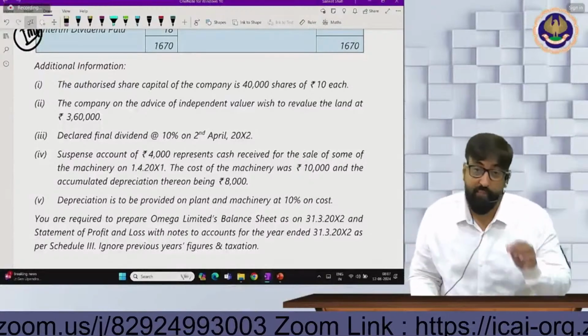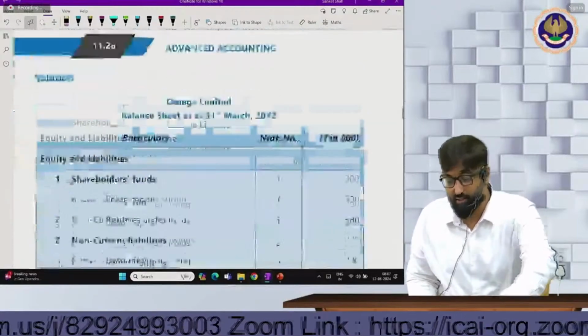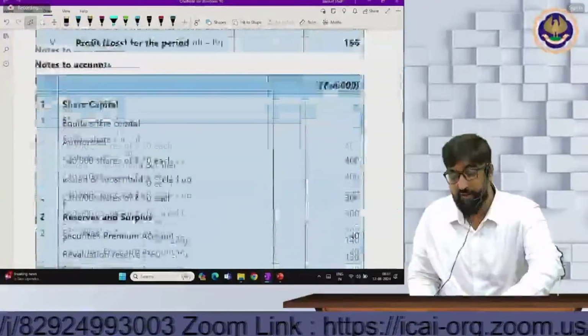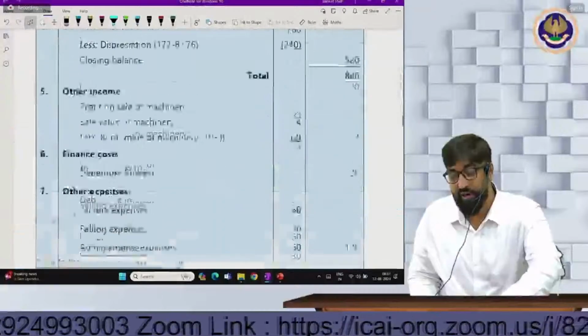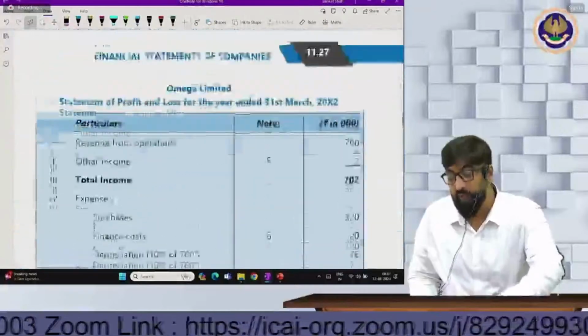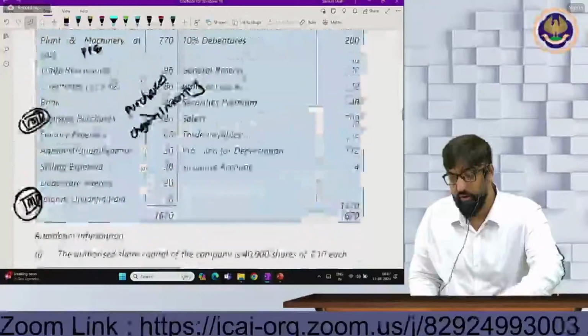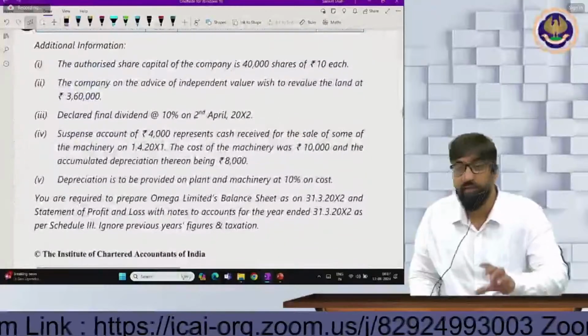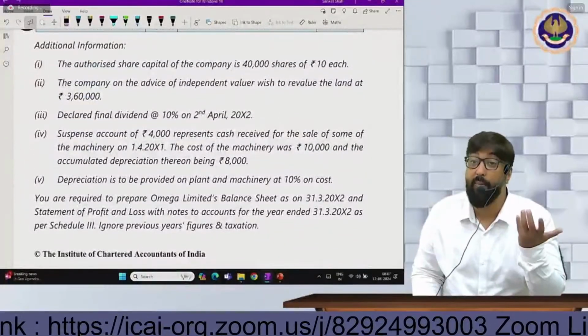Authorized share capital of the company. See, the presentation is given over here. After the class, you can check how we have prepared notes and the notes reference we have given. I will show you. So first you have to finish this adjustment part. First you have to update your trial balance.